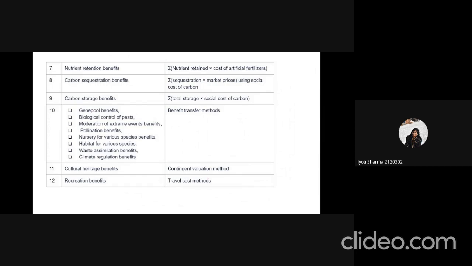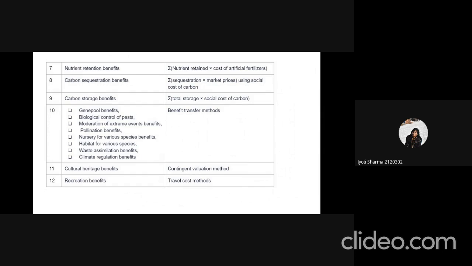Then we have cultural heritage, as Danish told. In cultural heritage, if we have a people's tree and we are cutting it down, there are some sentiments of the people there. So whatever compensation they want, this will be the contingent valuation method.